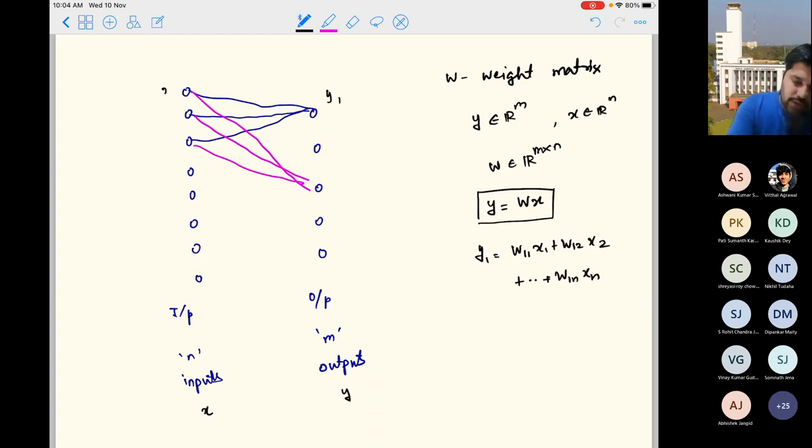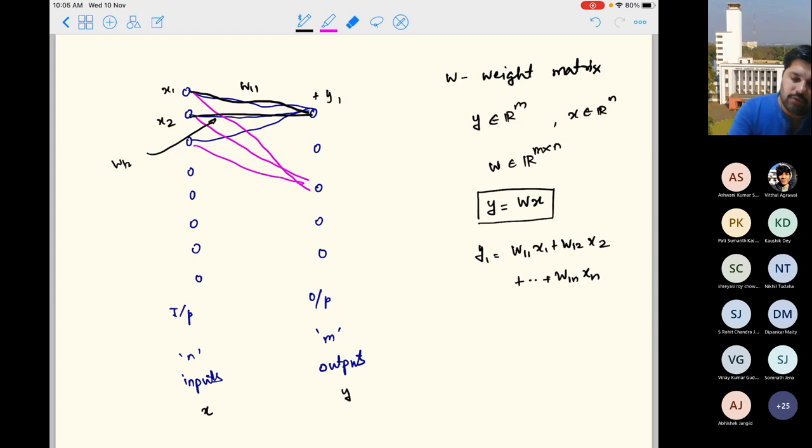So this is your Y1 and this is X1, X2 and so on. This weight is W11. Then you have X2 going to Y1, so this weight is W12, and so on. All the weights going to Y1. This is the notation that we are looking at. So you will have W11 X1, W12 X2, and it's like an adder here. You add all these things together and you get Y1, right?